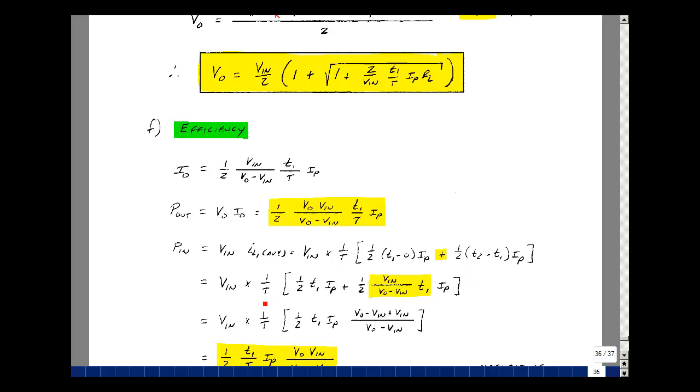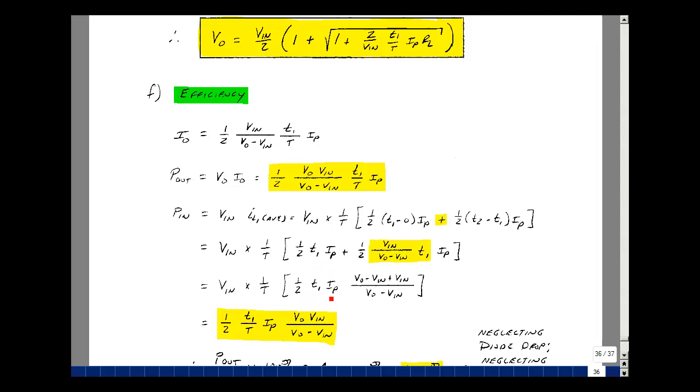Okay, so I have Vn divided by the period, 1/2 T1 times I sub P, and then I have 1/2 I sub P, and then T2 minus T1, we showed that was equal to Vn divided by V out minus Vn times T1. Pull out the 1/2, here's the T1, here's the I sub P. So what I'm left with is just 1 plus this term over here, which was Vn over V out minus Vn, and if I then add 1 to that, with a common denominator of V out minus Vn, that would give me V out minus Vn. These cancel, and I get 1/2 T1 over T, Vn multiplied by V out, divided by V out minus Vn.